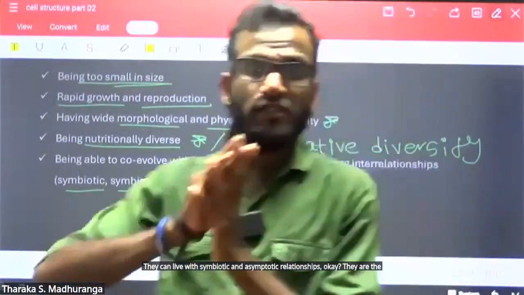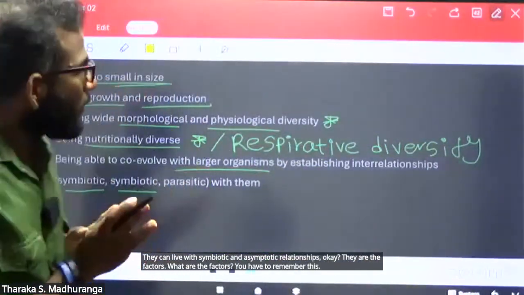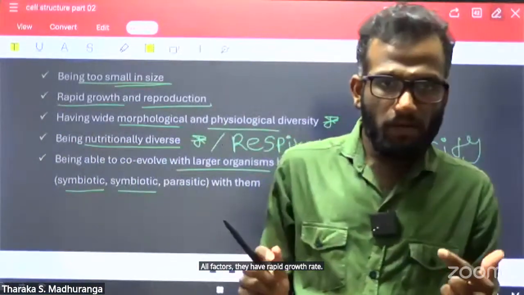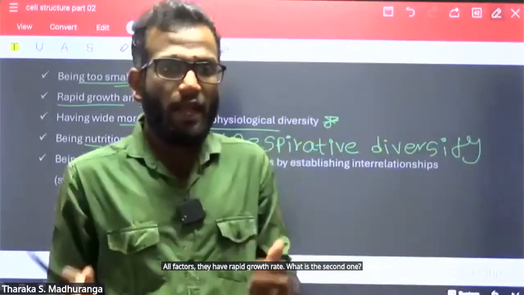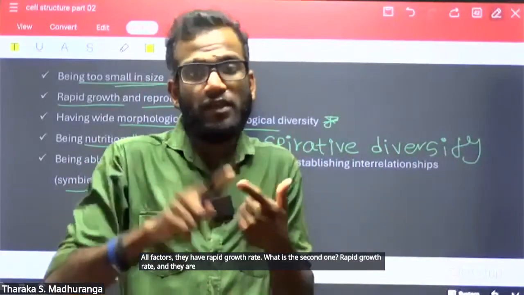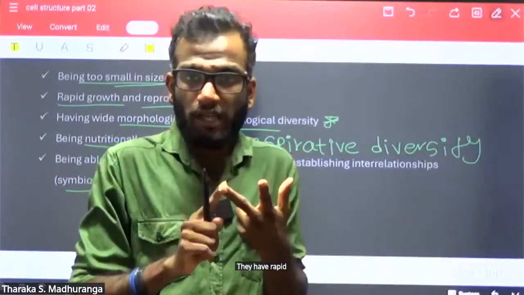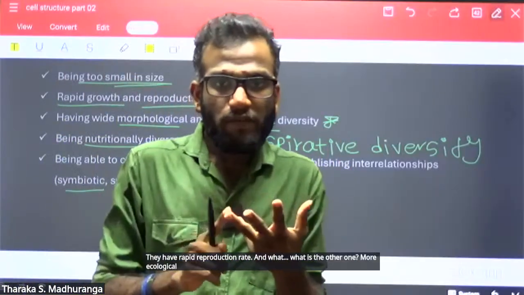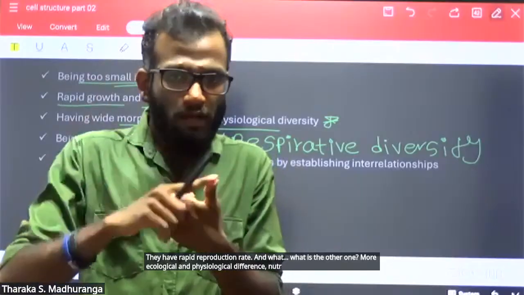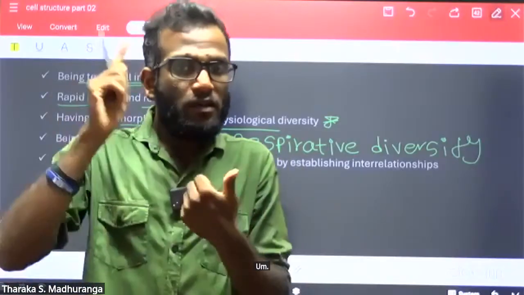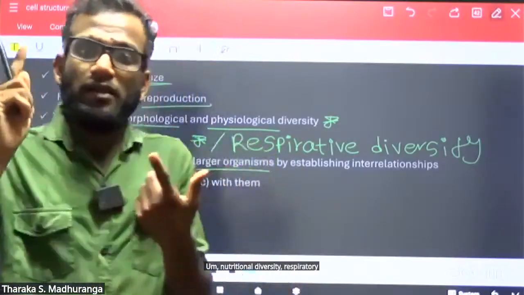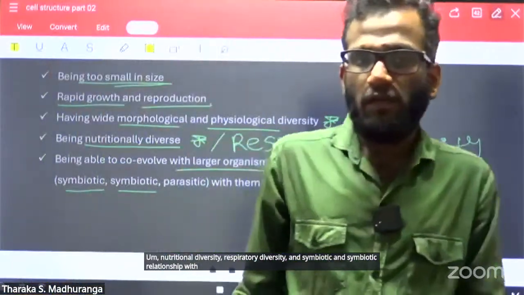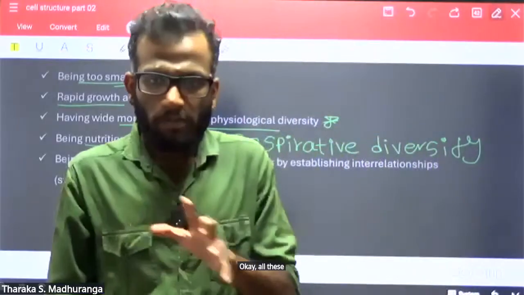What are the factors? You have to remember this. All the factors. They have a rapid growth rate. What is the second one? They are very small in size. They have a rapid reproduction rate. And what is the other one? Morphological and physiological difference, nutritional diversity, respiration diversity, and symbiotic and asymbiotic relationships with other organisms. All these characteristics you have to remember.